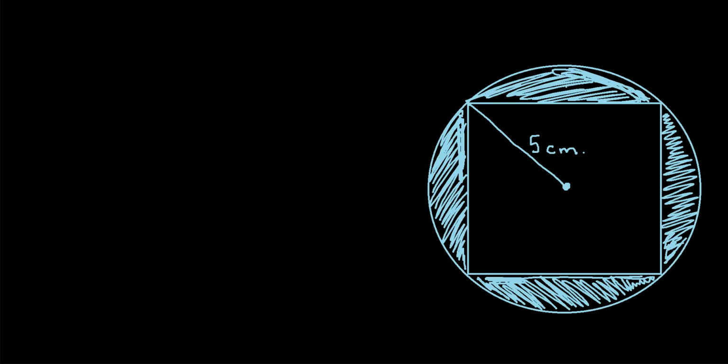The first is, let's find the area of the circle. The second step is, let's find the area of the square. And the third step is, let's subtract the area of the square from the area of the circle. So let's write step 1, the area of the circle.